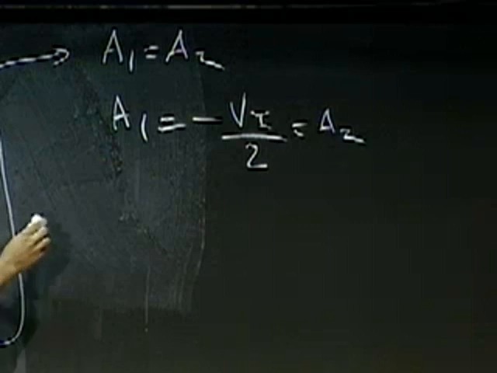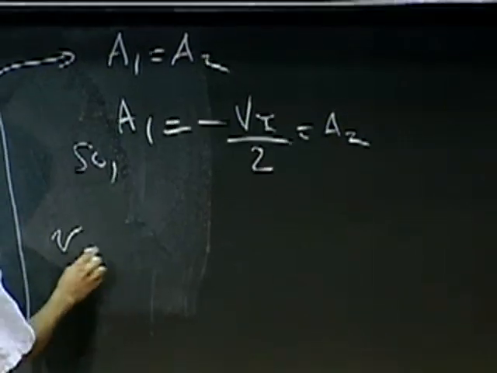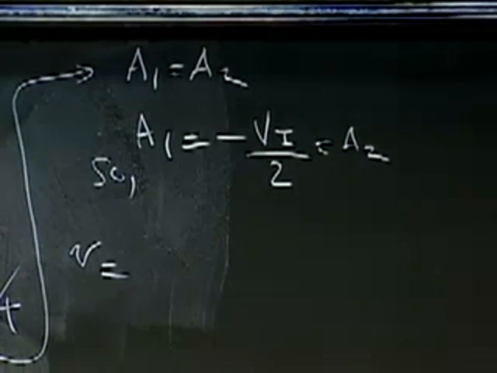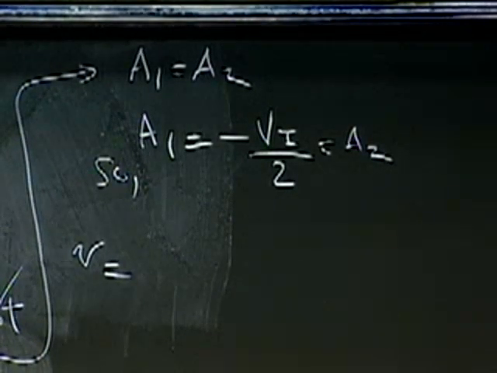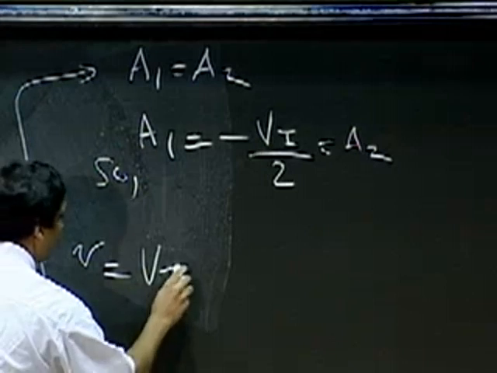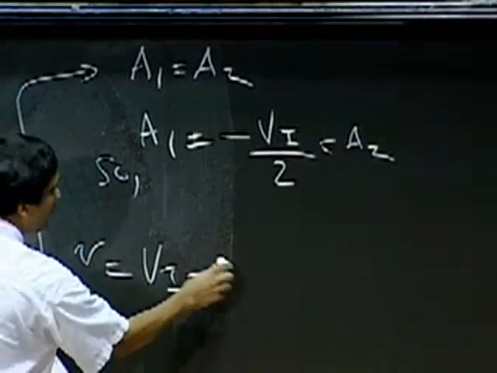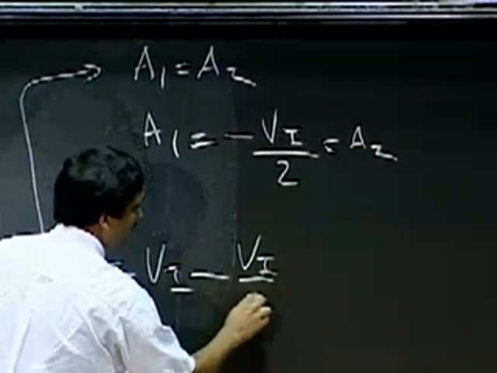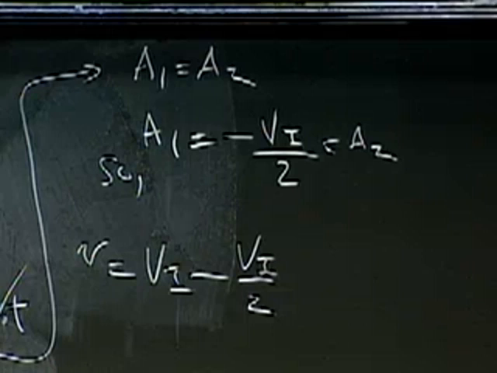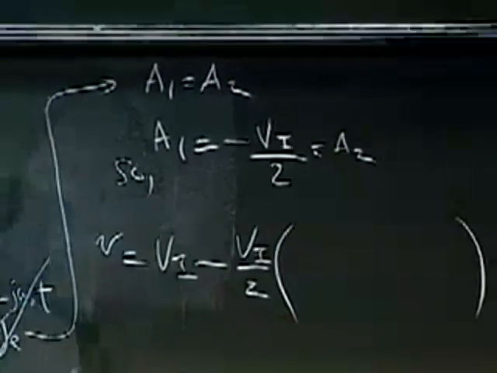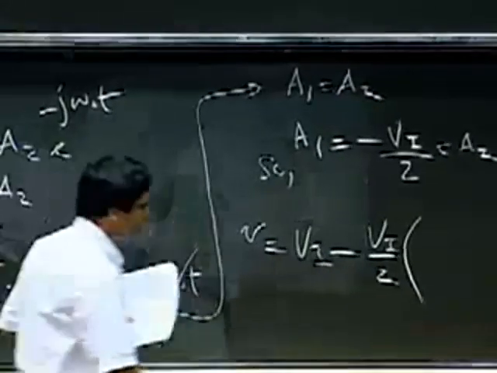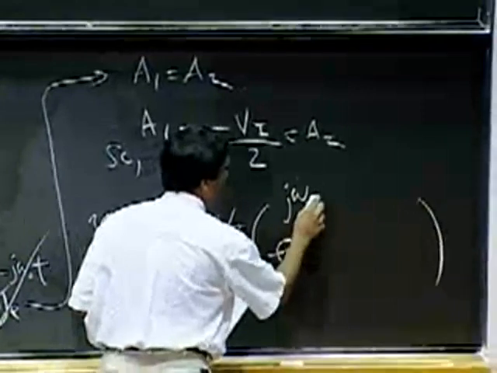So therefore, my total solution can now be written in terms of the actual values of the constants I have obtained. I get Vi minus Vi divided by 2. A1 and A2 are equal, so I just pull them outside. So I pull Vi minus 2 outside, and I stick these two guys in parentheses here.